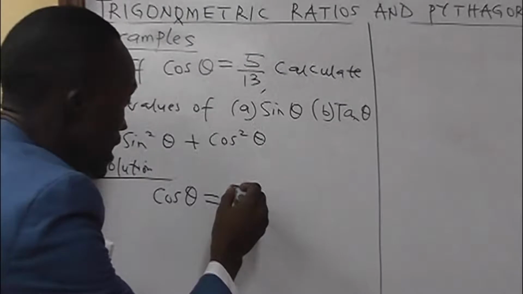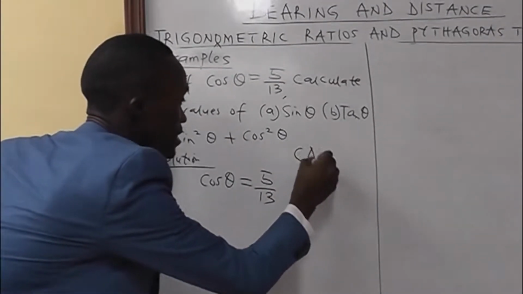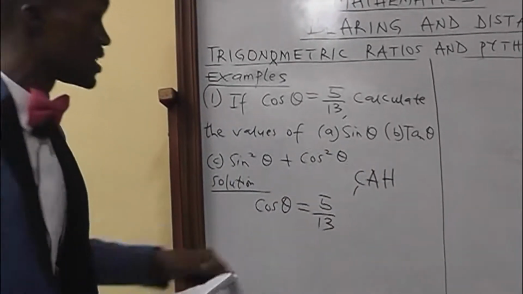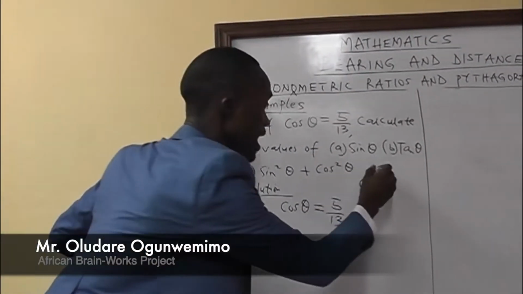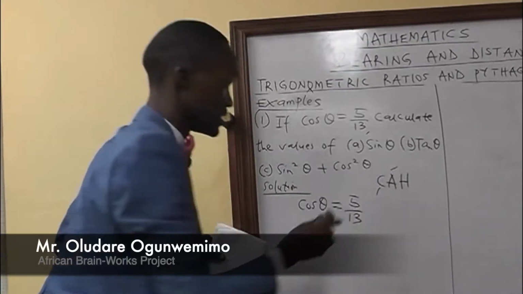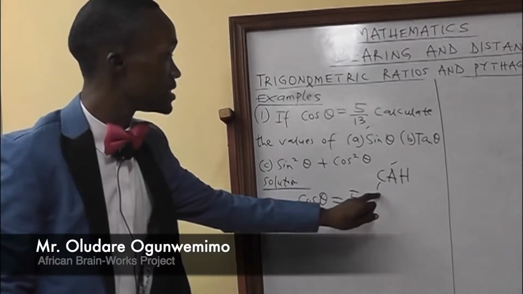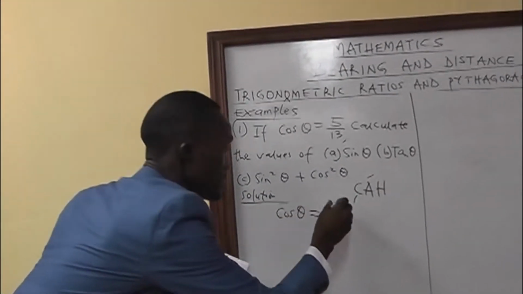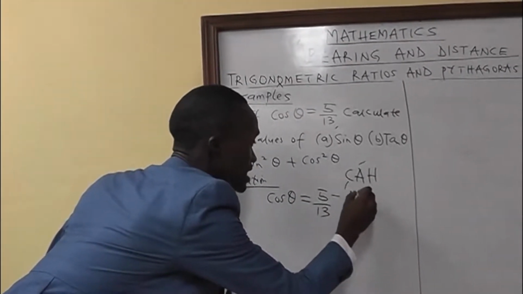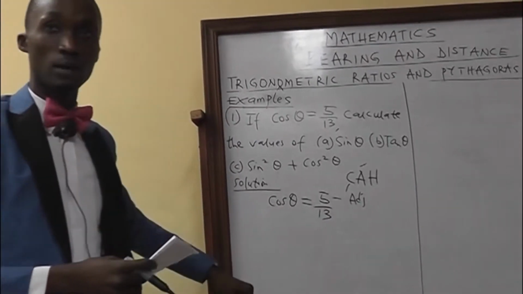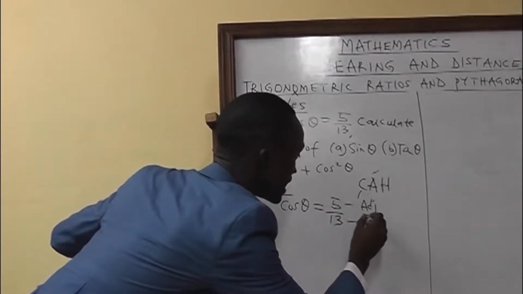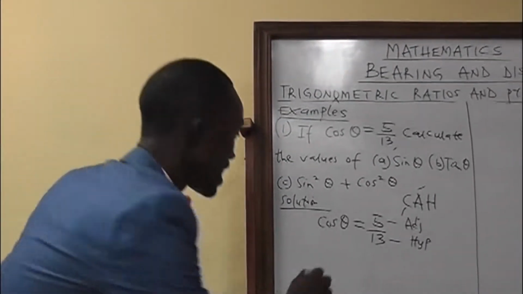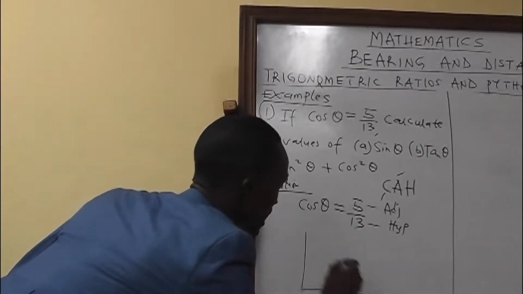The first thing we do here is, from what we learned, we have CAH. C, I said, is representing cos. A is representing adjacent. And I said cosine is equal to adjacent over hypotenuse. So which means 5 here is the adjacent side of a right angle triangle. 13 here is the hypotenuse side. Then after that, we draw a right angle triangle.